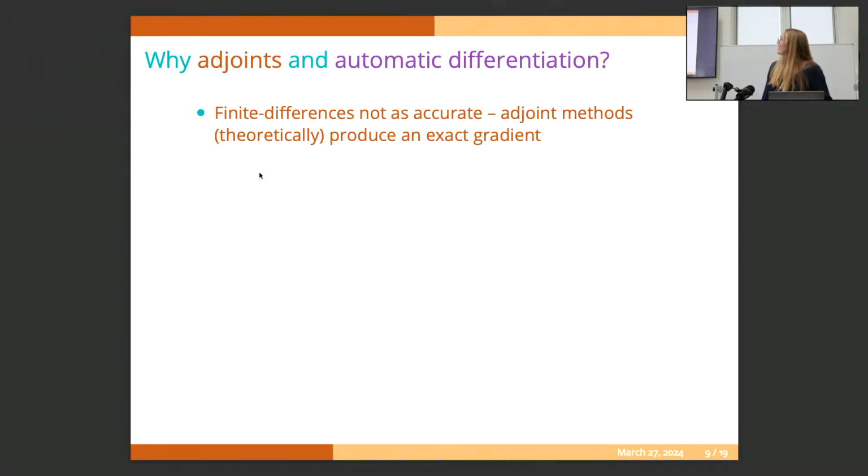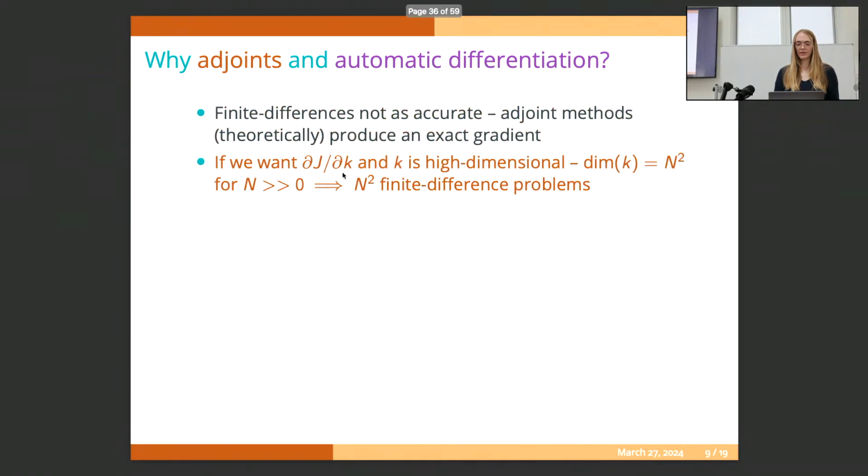Okay, so finishing up with the methods, I just wanted to cover a little bit of why we're so interested in adjoints and automatic differentiation in my group. Finite difference methods produce a gradient, but this gradient is not necessarily as accurate. Adjoint methods are theoretically an exact gradient. I say theoretically because there will always be machine round-off error. There are always going to be systems you can't technically apply adjoint methods to, but most of the time they produce a really good gradient, and this can help with your optimization scheme.